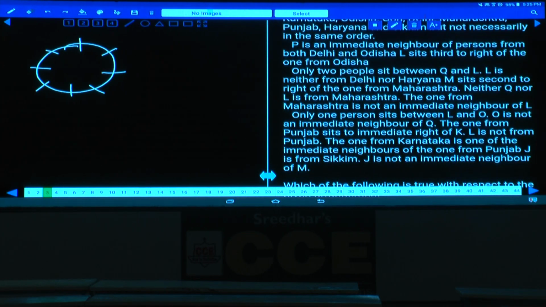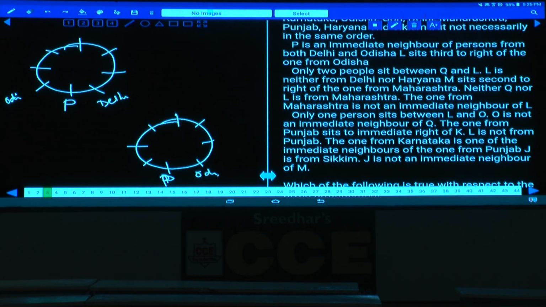Then condition number 1. P is an immediate neighbor of the persons both from Delhi and Odisha. Now if you take P at this place, this P is an immediate neighbor of the person from Odisha and Delhi. This is one possibility. And what is the other possibility here? 8 persons, 1, 2, 3, 4, 5, 6, 7, 8. If P is here, the person from Odisha will be to the right hand side, then the person from Delhi must be to the left hand side of this P. Left hand side, right hand side, there are 2 possibilities.